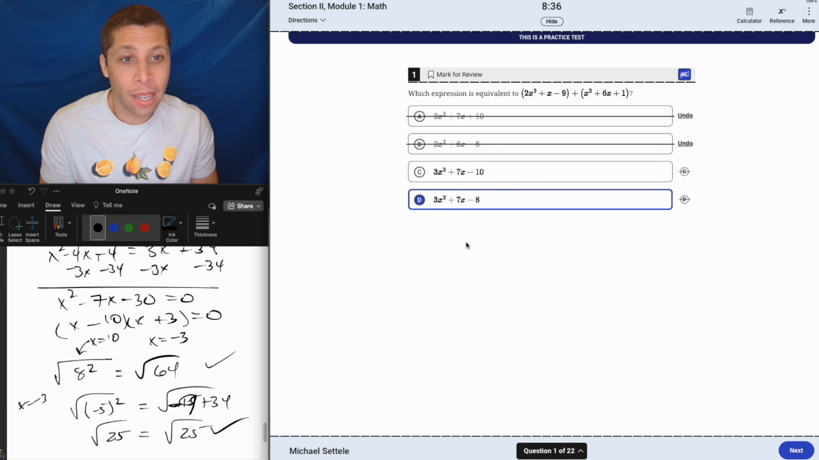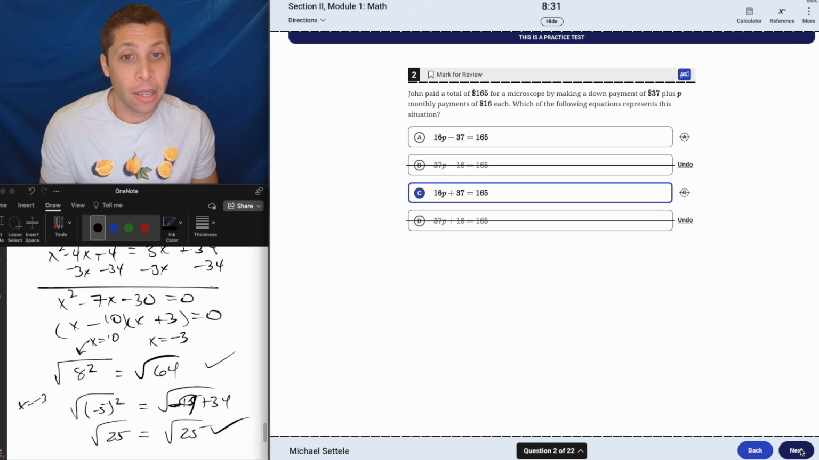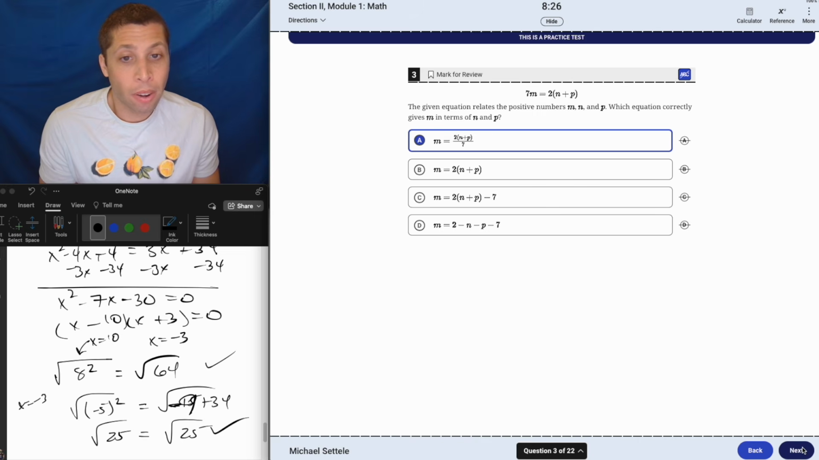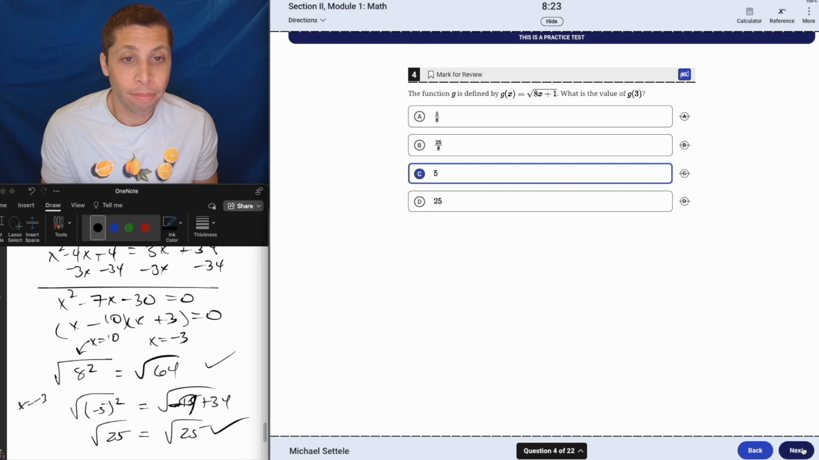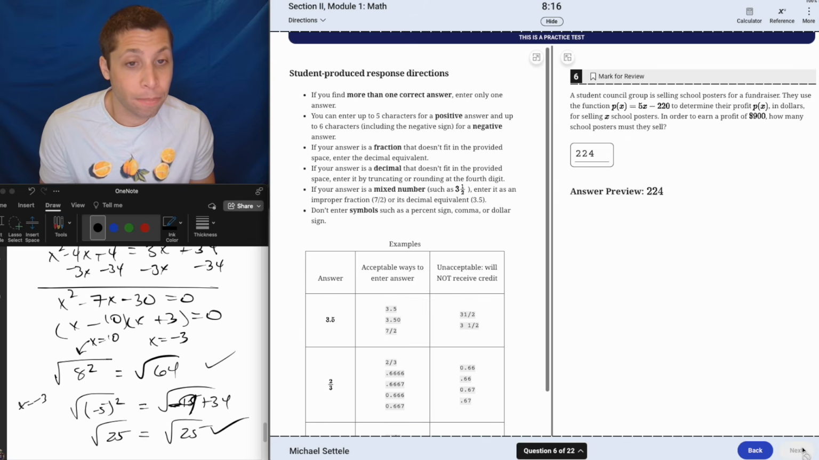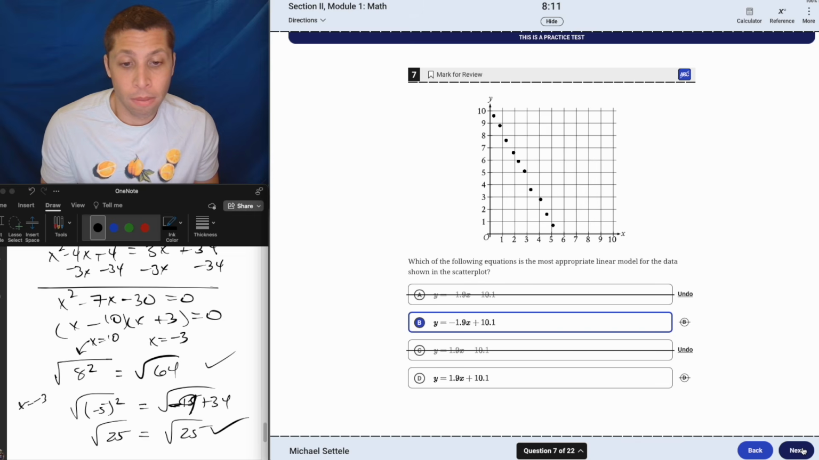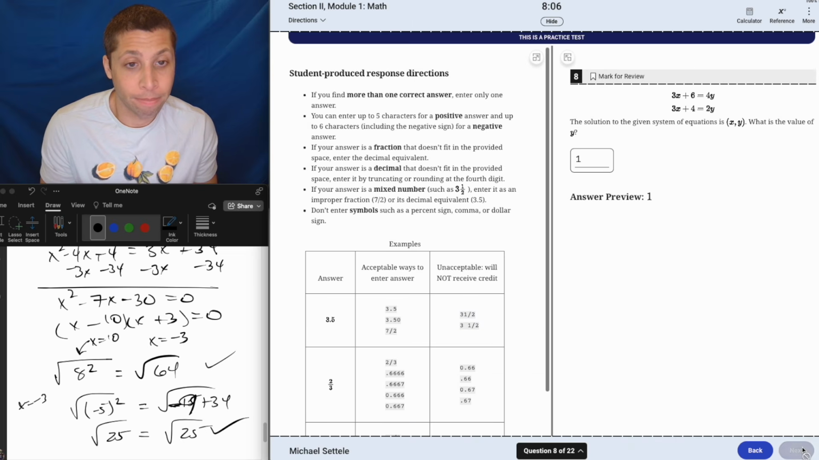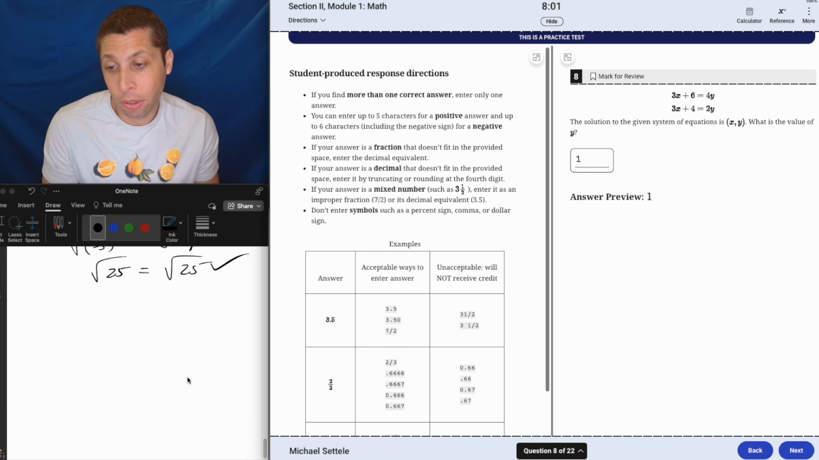3x squared plus 7x minus 8 looks good. 16p. Yep. Okay. Divide by 7. Did that one. Probably the second student whose vote for new maths was a lion. So 20 out of 80, 1 over 4. We did this one already twice. Positive y-intercept, negative slope. It's the only one that has that. We didn't do this one algebraically.